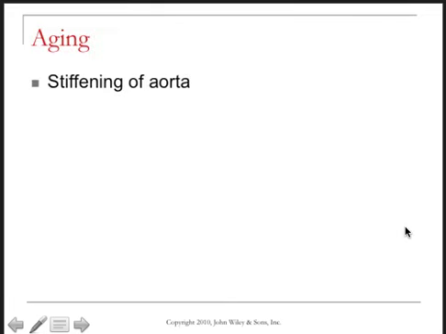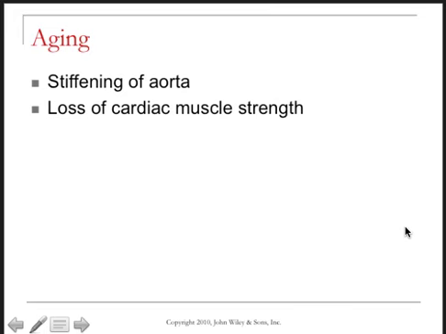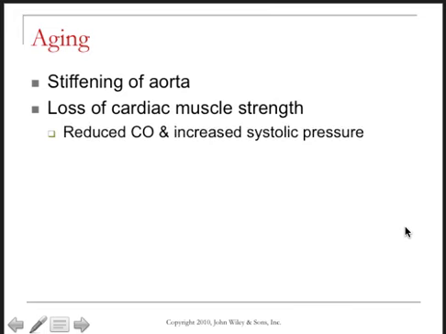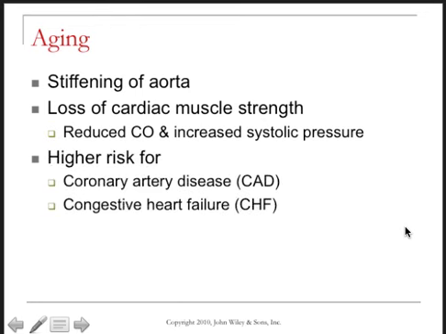As we age, some of the effects on the circulatory system that decrease its efficiency include stiffening of the aorta, the loss of the strength of the cardiac muscle, which reduces cardiac output and systolic pressure, and the increased risk for coronary artery disease, congestive heart failure, and arteriosclerosis.